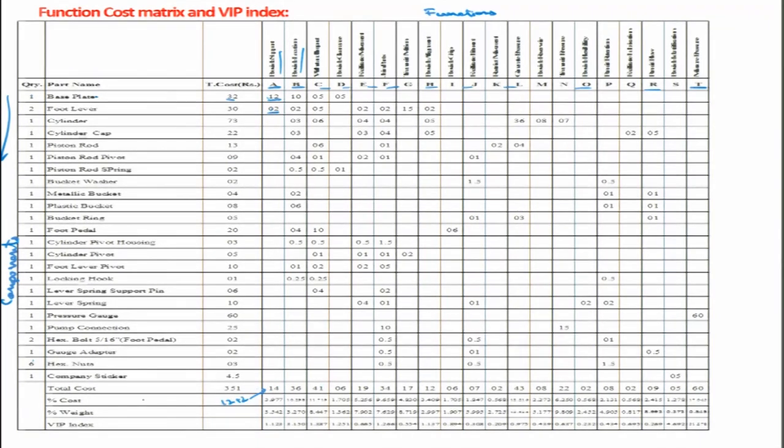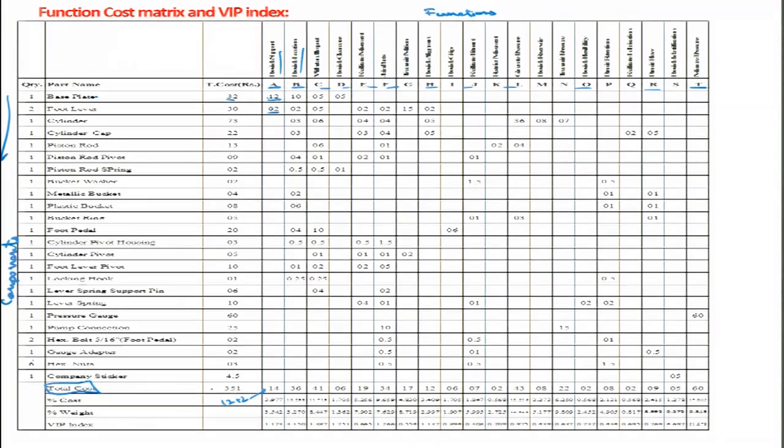So the total cost for the functions is here. 14 is the total cost for provide support, 36 is the total cost for provide location. And for withstand impact, 41 is the cost. Function C is costing rupees 41. In this way, we get the total cost for each function.